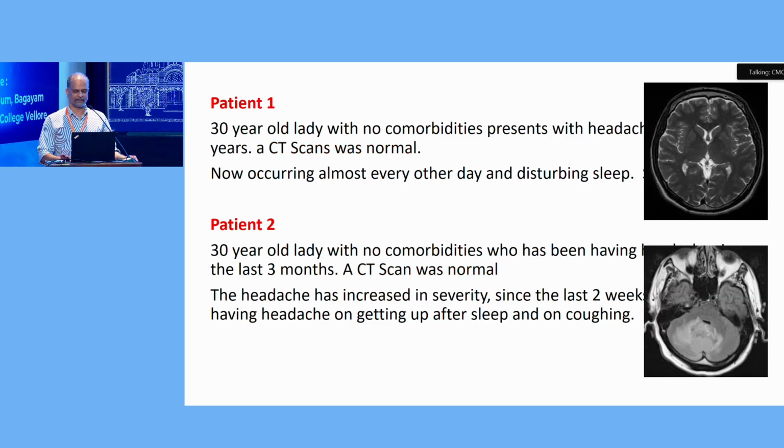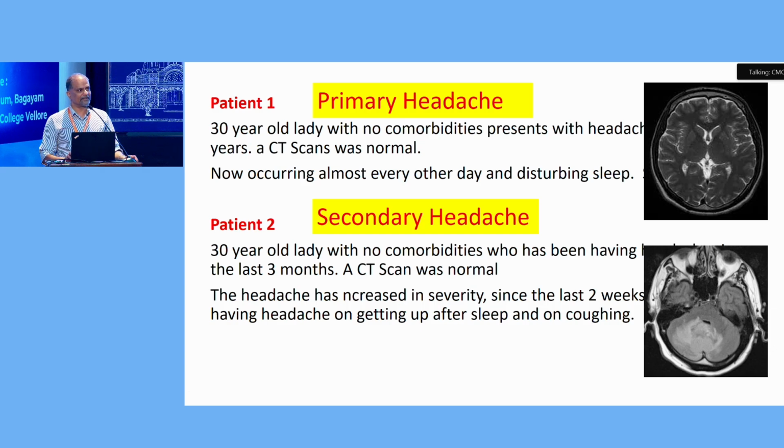Both the patients ultimately had an MRI. First patient's MRI was normal. The second patient, you can see there is a mass lesion in the cerebellum. Okay, so basically this first patient, what she had was what you call a primary headache. And the second patient had a secondary headache even before, but it was not picked up because she had done only a CT scan and maybe somebody didn't examine her closely to look for any papilledema, etc.